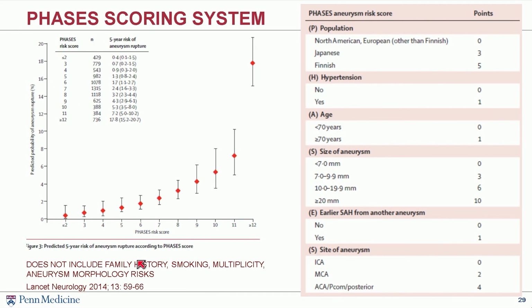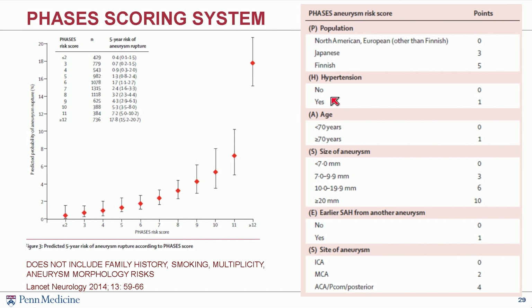One of the tools available for giving patients with unruptured brain aneurysms a number to think about for the lifetime risk of aneurysm rupture is the PHASES scoring system. Now, this is not perfect, but it is one of the scoring systems we have to have a discussion regarding the risk of an aneurysm bursting during a patient's lifetime. It essentially looks at where the people come from. If they're Japanese or Finnish, it gives them a higher risk. And this scoring system comes from pooling all the studies that I just showed you.